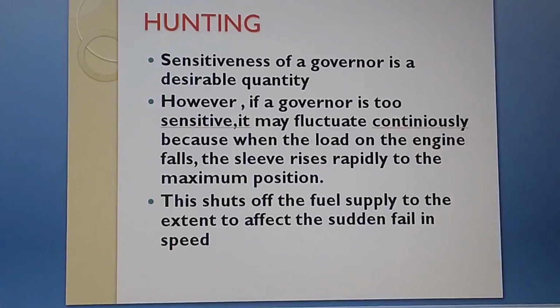Sensitiveness of a governor is a desirable quantity, but if the governor is too sensitive, then it may fluctuate continuously above and below the mean speed. Then the governor is said to be hunting, or the governor is said to hunt. When the governor is too sensitive, it may fluctuate continuously, because when the load on the engine falls, the sleeve rises rapidly to the maximum position, and this cuts the fuel supply to the extent of causing a sudden fall in the speed.